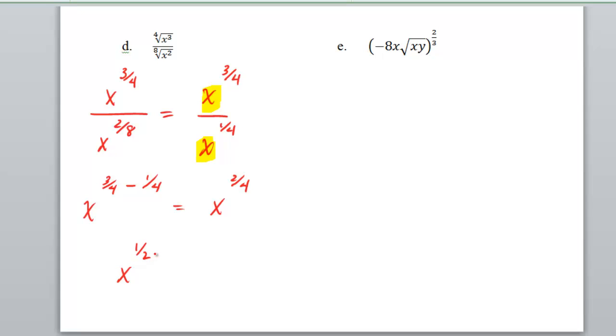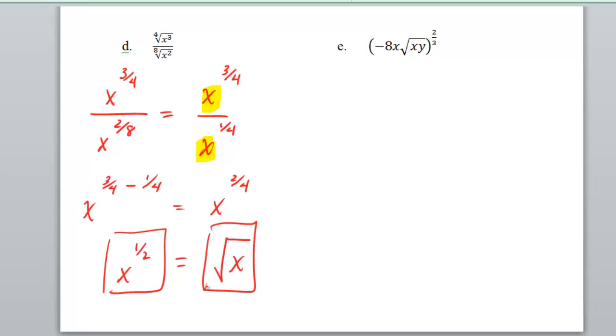Now, this would be a perfectly acceptable answer. It was in radical form to start, so if you wanted to put it in radical form, you could also do that. You should know at this point that any variable raised to the 1/2 power is also the square root of that particular variable. Now E is quite a bit more involved.